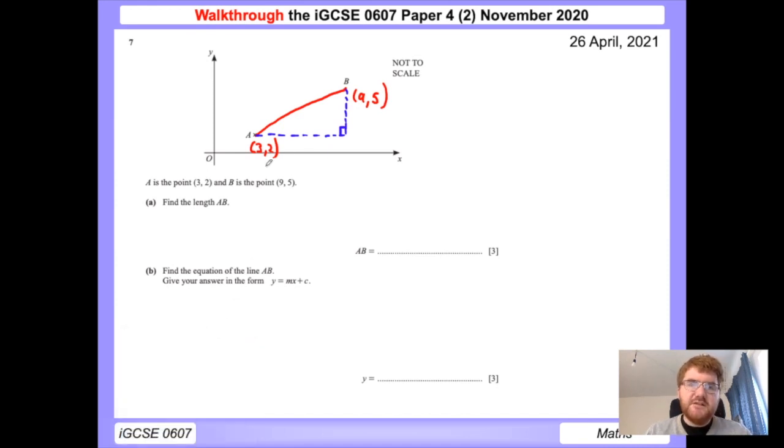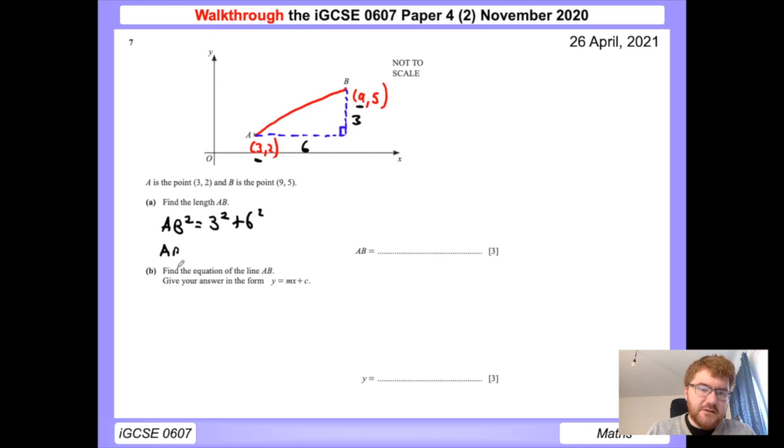So notice the x-coordinate here is 3. The x-coordinate here is 9. What's the difference between 3 and 9? That's going to be equal to 6. We do the same thing for the y. So what's the difference between 2 and 5? That's going to be 3. And at this point, we can use Pythagoras. So AB squared is the same as 3 squared plus 6 squared.